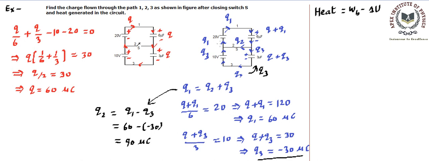Now what the work done by the battery will be, there are two batteries. 20 volt will be releasing Q1 and 10 volt will be releasing Q3. So we can further simplify it, and we can say, work done by the battery for the 20 volt is going to be Q1 into 20 volt plus Q3 into 10 volt, and then change in stored energy, that means final stored energy minus initial stored energy.